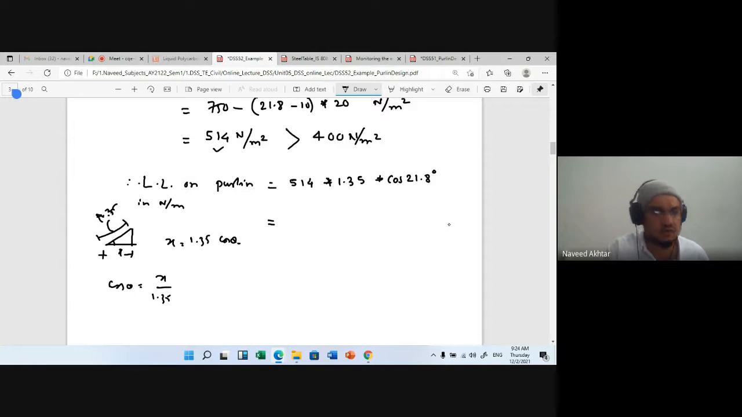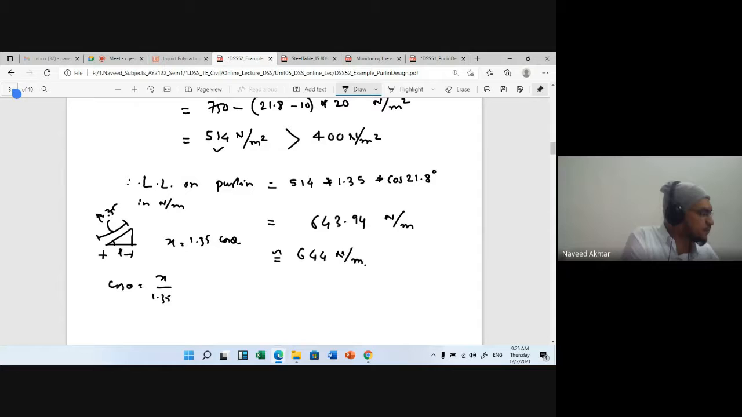It's okay, no issue. And it's coming to something like 643.94. So if you convert this into Newton per meter, it is approximately 644 Newton per meter. So there is live load on the purlin, right?